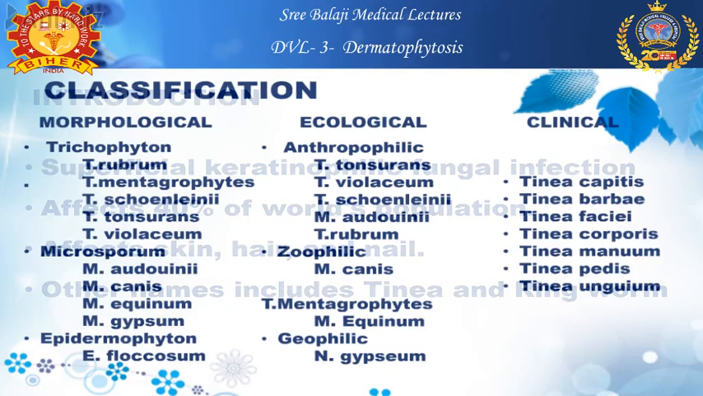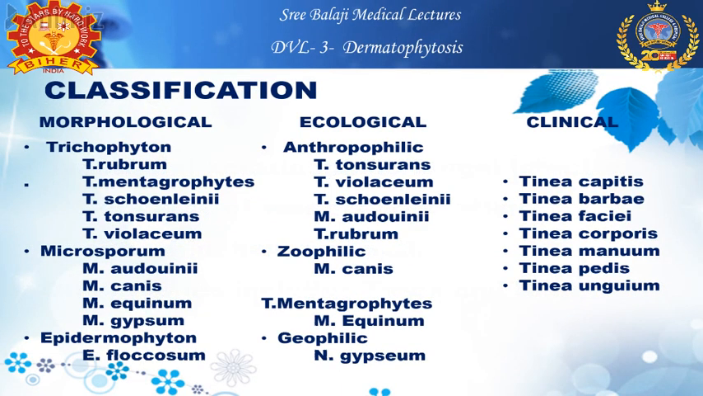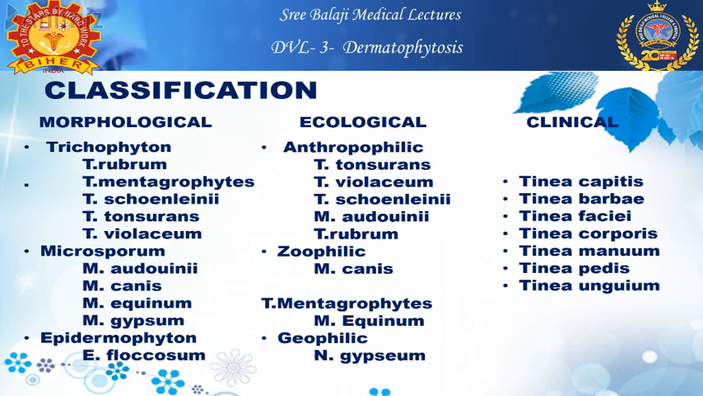And coming on to the classification of dermatophytosis, it is usually caused by three genera: Trichophyton, Microsporum, and Epidermophyton. Among these, there are different species of dermatophyte. For example, Trichophyton rubrum, Trichophyton mentagrophytes, Trichophyton schoenleinii, Trichophyton tonsurans, Trichophyton violaceum. In Microsporum, we have audouinii, canis, equinum, and gypseum. And in Epidermophyton, floccosum. This is the morphological classification of tinea.